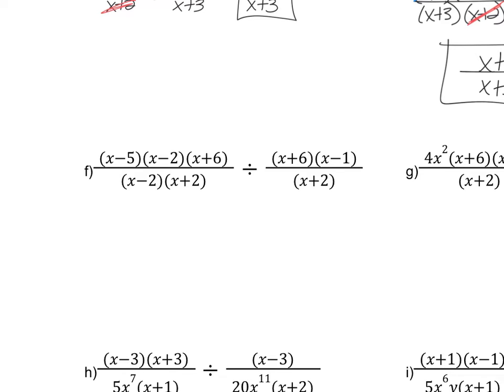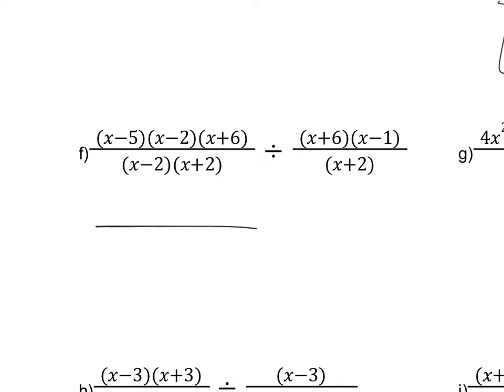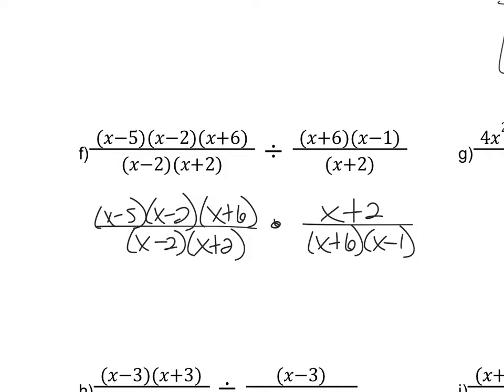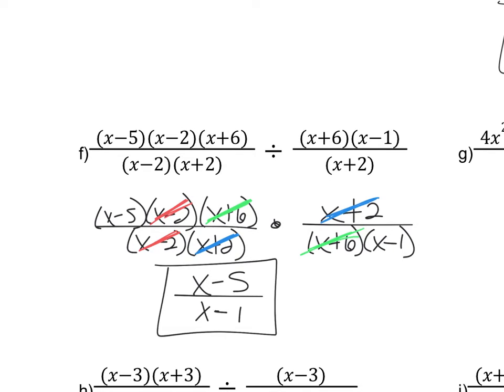All right, same thing. We're going to rewrite it. So keep it. It's getting kind of long. Change it to multiplication and flip. All right, so what do you see? I see x minus 2's here, x plus 2's here, x plus 6's, and I think that's it. So we have x minus 5 over x minus 1. There you go.